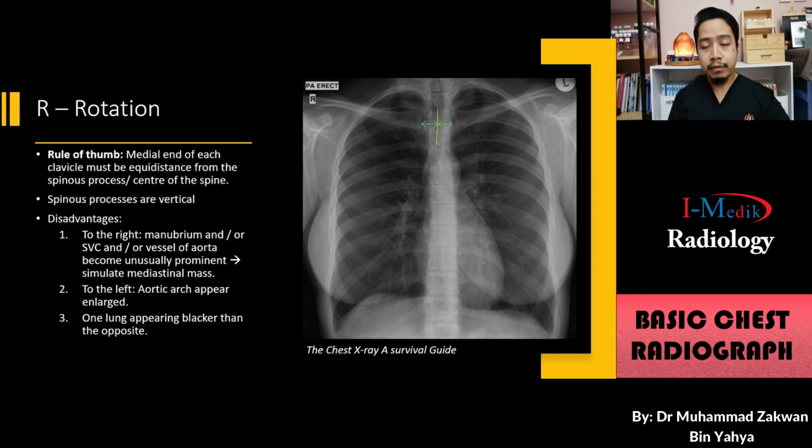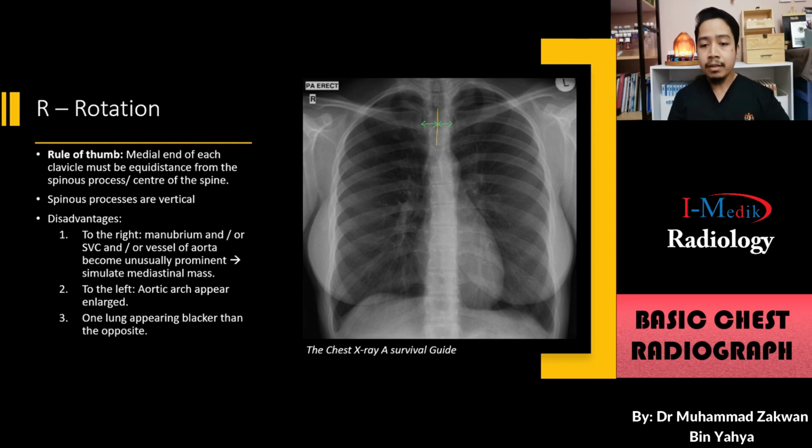The first one, if the patient is rotated to the right, the manubrium, superior vena cava (SVC), or the vessels of the aorta will become unusually prominent. It will simulate a mediastinal mass. If the patient is rotated to the left, the aortic arch will appear enlarged. Either way of rotation, one lung will appear blacker than the other.